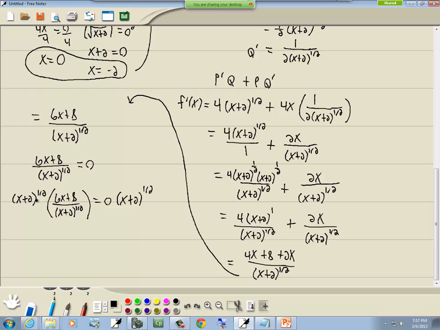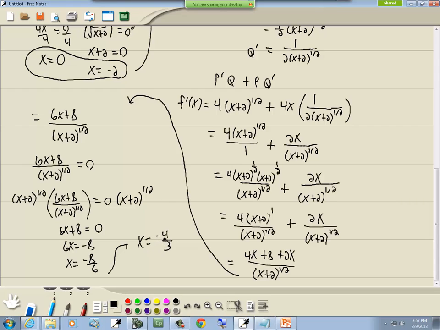Now on this side, the x plus 2 to the 1/2s cancel, and we've got 6x plus 8. And 0 times anything is 0. Always the way it works is if you're actually solving, and you set equal to 0, and you've got a fraction, you always just set your numerator, the top part, equal to 0. Take the 8 over, it becomes a -8. Divide both sides by 6, and we get -8/6, which gives us x is equal to -4/3.